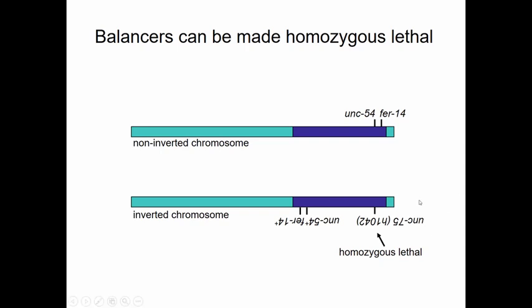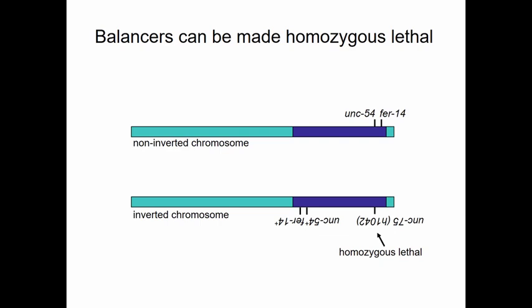So this guy is dead as a homozygote. So you know that everybody who is not paralyzed has to be a heterozygote, because homozygotes for this chromosome are paralyzed, and homozygotes for this chromosome do not exist because they're dead. Got it?